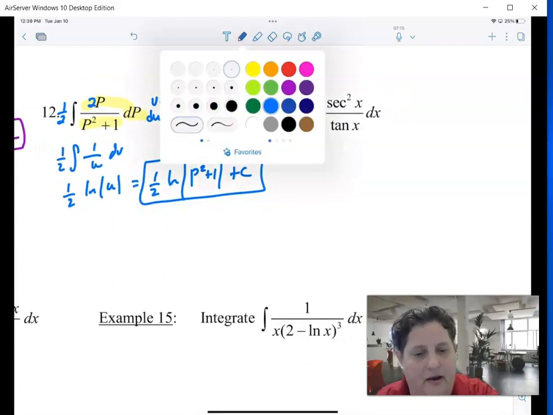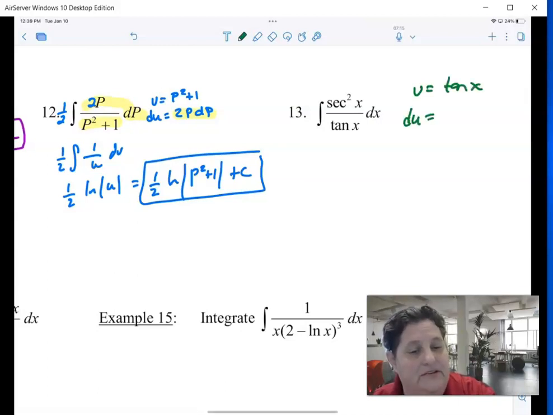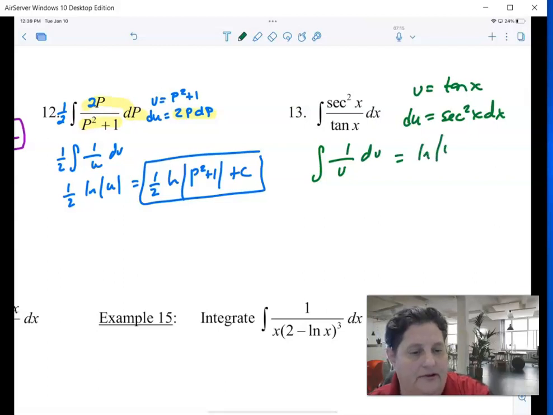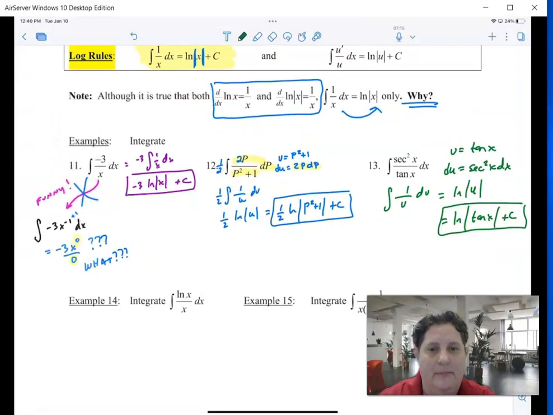Same idea here. If you're like, oh, what do I use for u? A lot of times if you have a fraction, u is going to be what's on the bottom of the fraction. Because du, the derivative of tangent, is secant squared, which was on the top of the fraction, so it's cool. Tangent is u, secant squared x dx is du, so it's just 1 over u. And the integral of 1 over u is ln u, so it's ln tangent of x plus c. Okay? Not too bad, right?